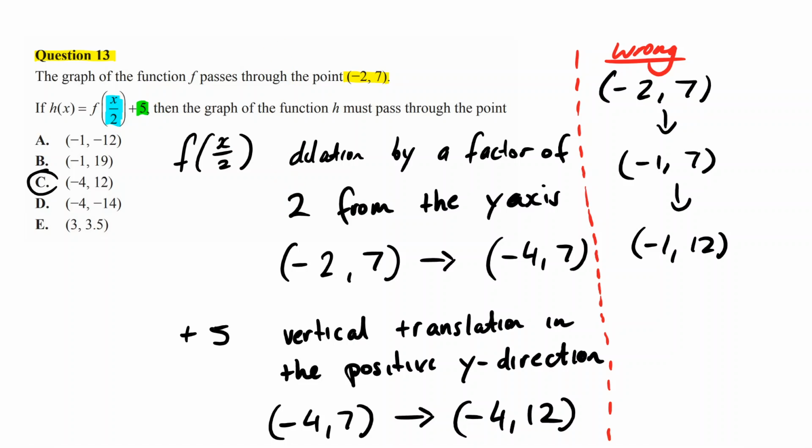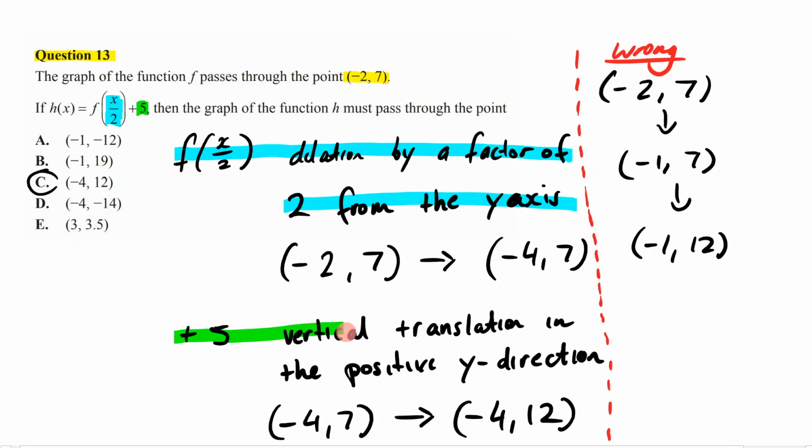So just be aware that when it is in this form right here, what you're doing is taking the reciprocal. And I'm pretty confident that you're all comfortable with the idea that the plus 5 at the end is a vertical translation in the positive y direction. So overall, a good question.